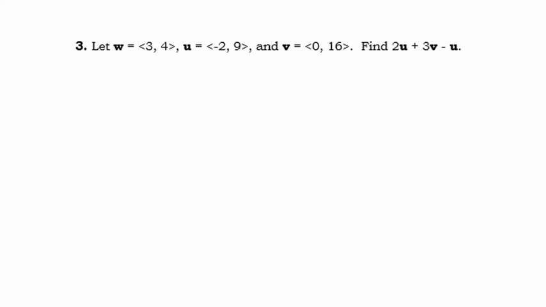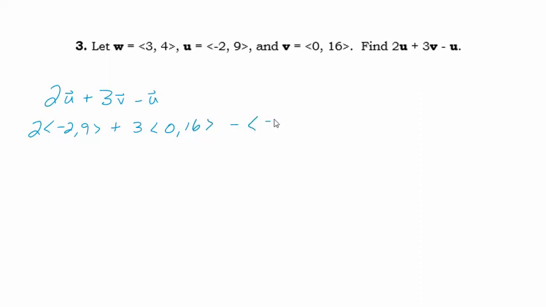Let w be the vector 3, 4, u is the vector -2, 9, v is the vector 0, 16. What is the vector 2 times u, I'll just put a little vector symbol here since I can't make it bold, plus 3 times vector v minus vector u? Well, because of all of our properties, we can just use the components, and it just becomes a pretty easy distributing, adding kind of a situation here.